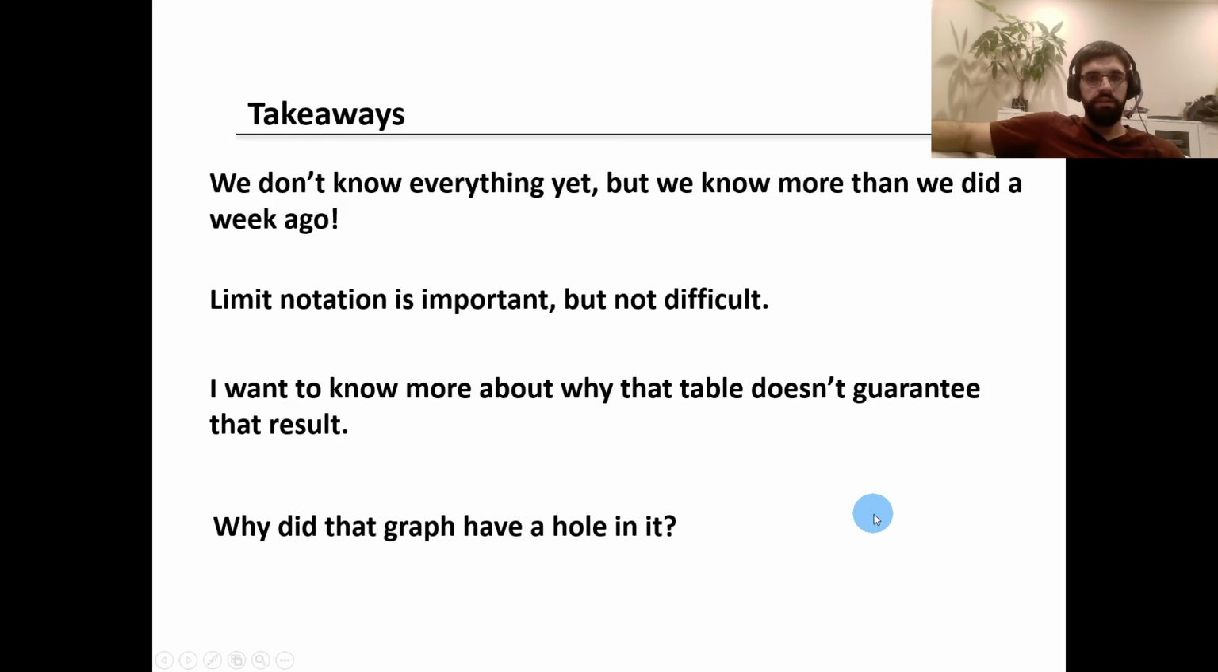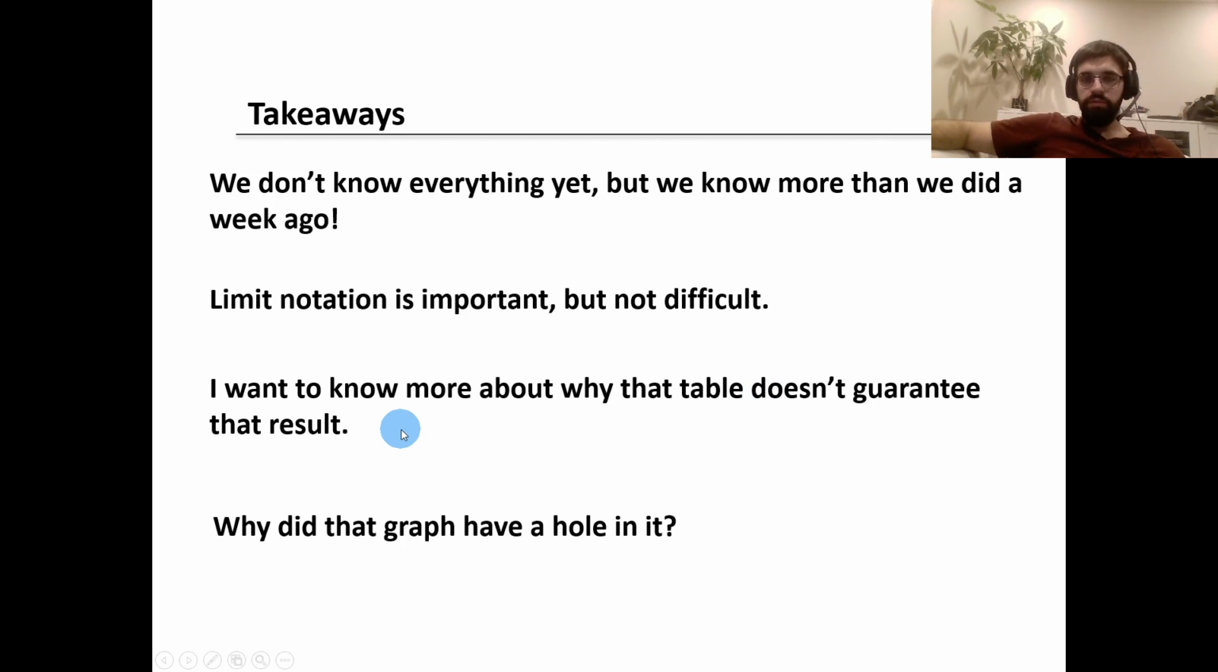All right, so some takeaways for this lesson. We don't know everything yet, and Mr. Jansen's has been throwing this stuff at you like crazy fast, but we know more than we did two lessons ago. Limit notation is very important. We're going to use it all the time for the next few weeks, so we're going to get very good at it. It takes some work, but once we get the hang of it, it's not that bad.